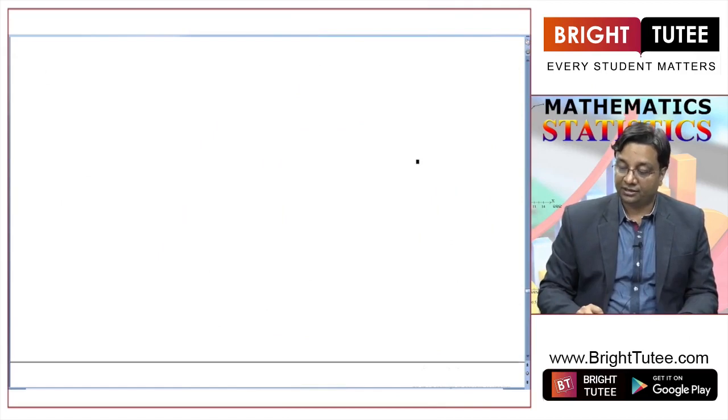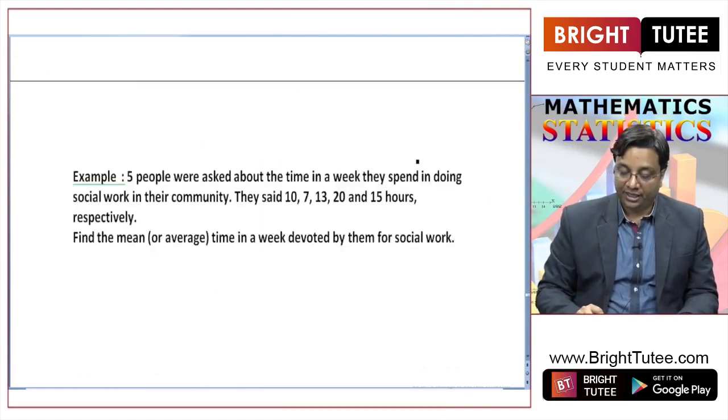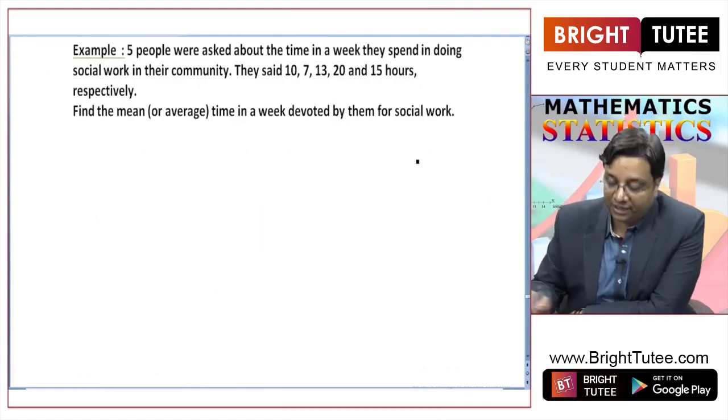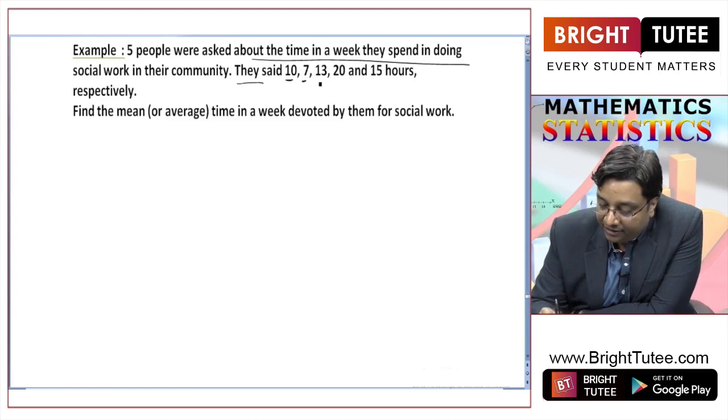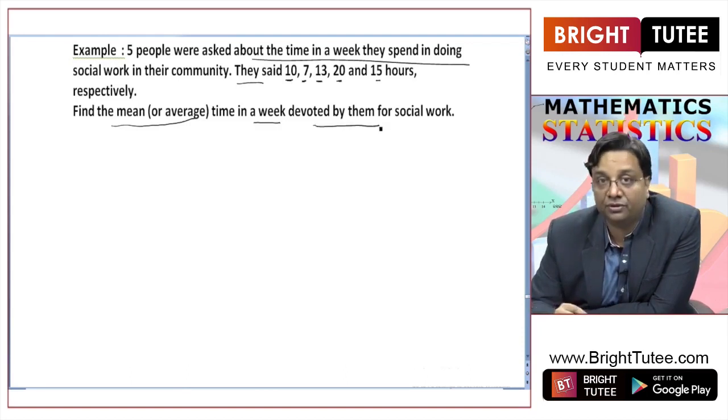Now we will discuss it while doing the questions in detail. 5 people were asked about the time in a week they spend doing social work in their community. They said 10, 7, 13, 20 and 15 hours respectively. Find the mean time in a week devoted by them for social work.